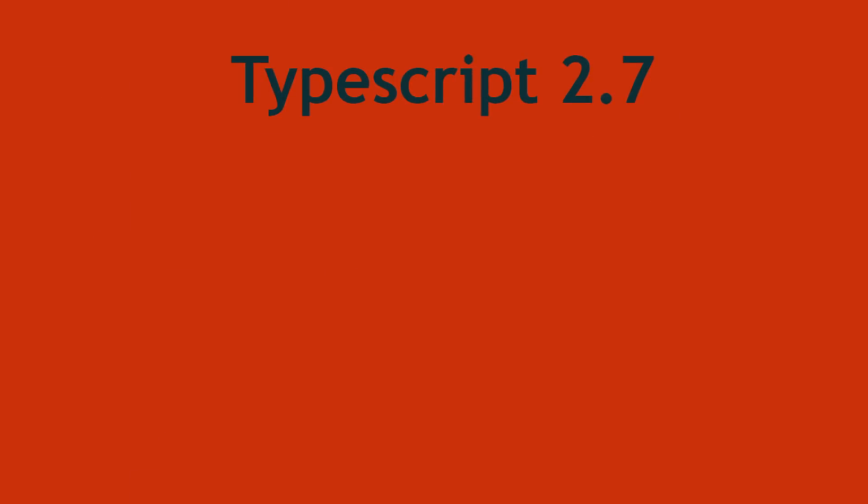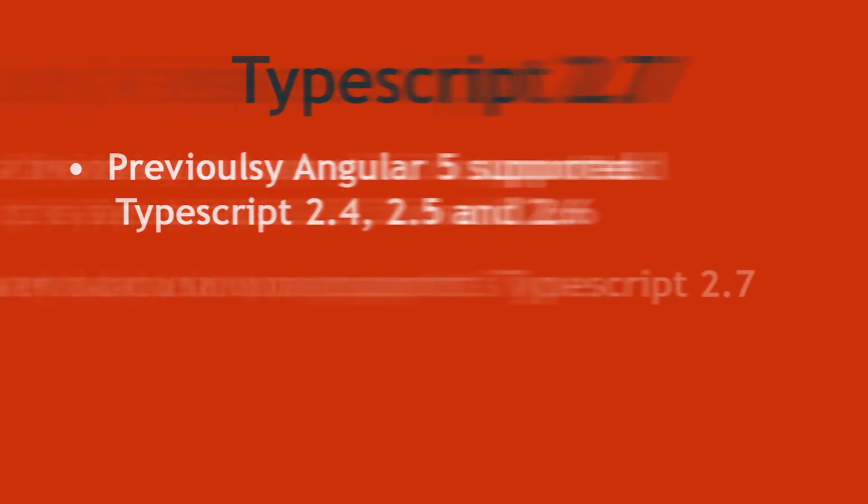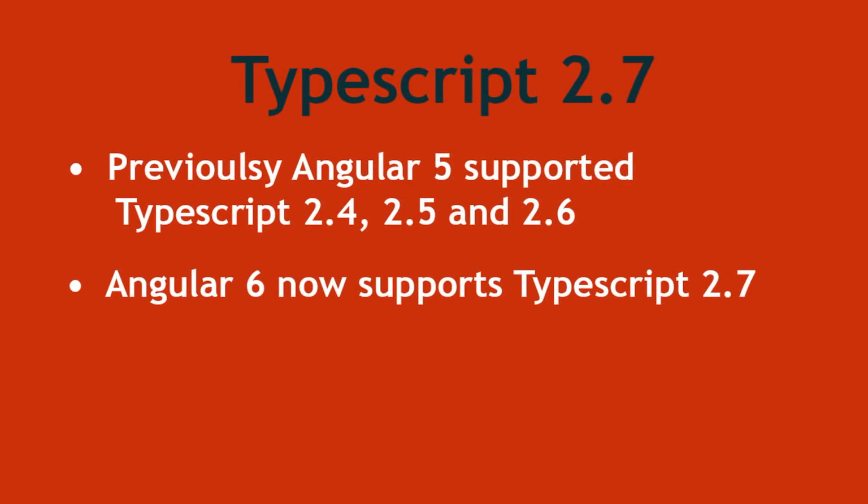And the next difference is that Angular 6 now supports TypeScript 2.7. Previously in Angular 5 we saw that Angular supports 2.4, 2.5, and in the last updates we saw that Angular supports 2.6 as well. But with the new version of Angular, we will see support of 2.7 in Angular 6, which means you will be able to use new features of TypeScript 2.7 in Angular 6 as well.